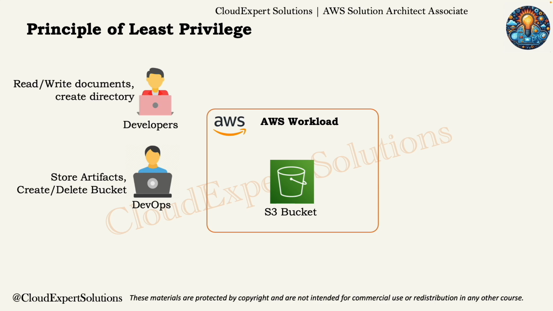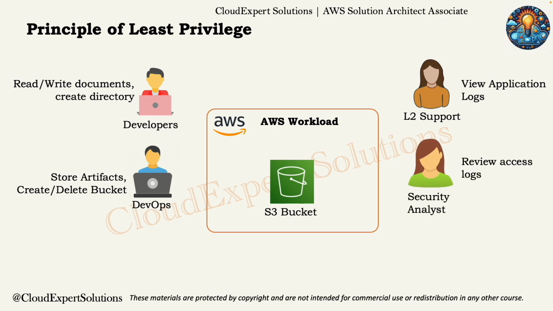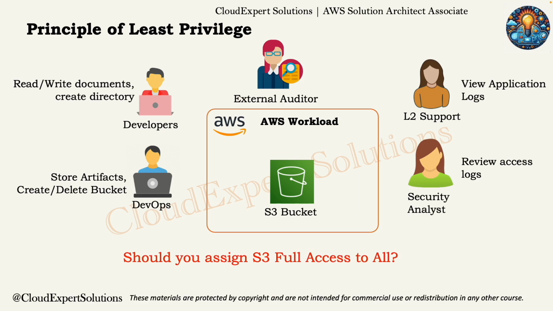The DevOps associate needs to access S3 bucket to store artifacts, or he needs to create new S3 bucket or delete existing S3 buckets. You can also have L2 support engineers who needs to access the S3 bucket to view application logs. You can also have security analyst who needs to review access logs, and you can also have external auditors who needs to access this S3 bucket for reviewing the audit trail. Now, how you are going to provide access to all these resources? Should you assign S3 full access to all?